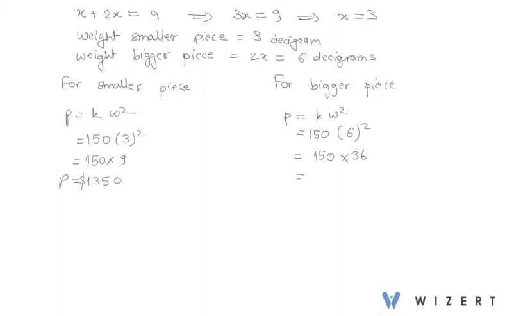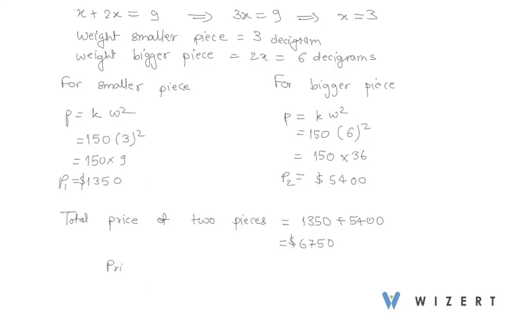So let's see, 0, 15 6s are 90, 15 3s are 45 plus 9 is 54. So we get $5,400. Therefore, P2. The total price of the two pieces is equal to 1350 plus 5400, which is equal to $6,750.